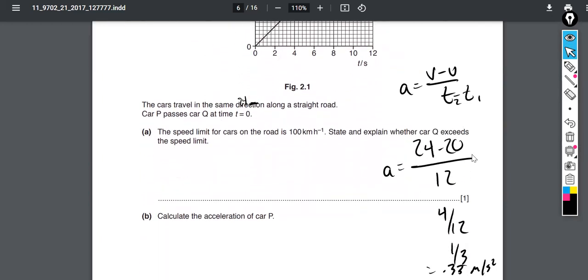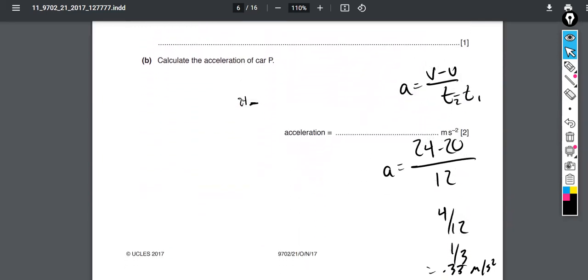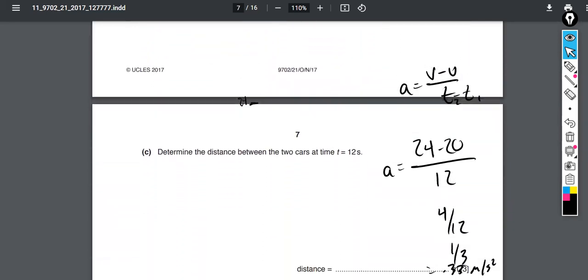So car Q is exceeding the speed limit because 108 is more than 100, and car P is accelerating at 0.33 meters per second squared. Determine the distance between the two cars at time t equals 12 seconds. Okay, the distance at the time t equals 12.